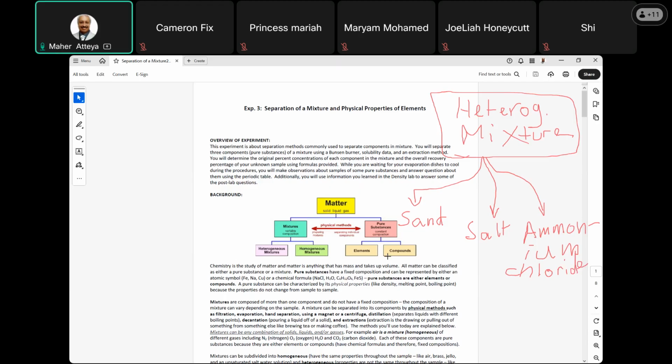But anyway, we have 3 components and we have a heterogeneous mixture, because you can see it in real life. Those are heterogeneous mixtures. Out of this heterogeneous mixture, our goal today is to separate each component of this mixture by itself and determine the percentage contribution of each component to the whole mixture.